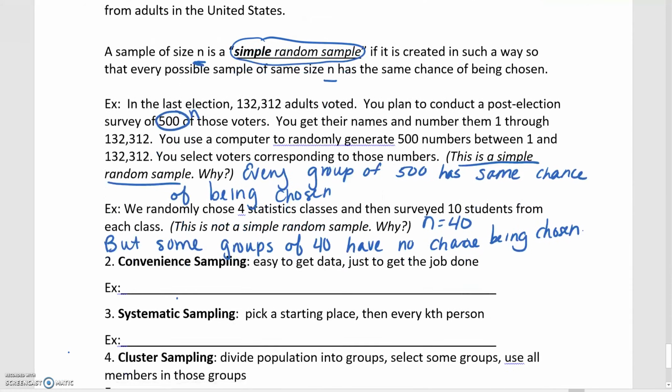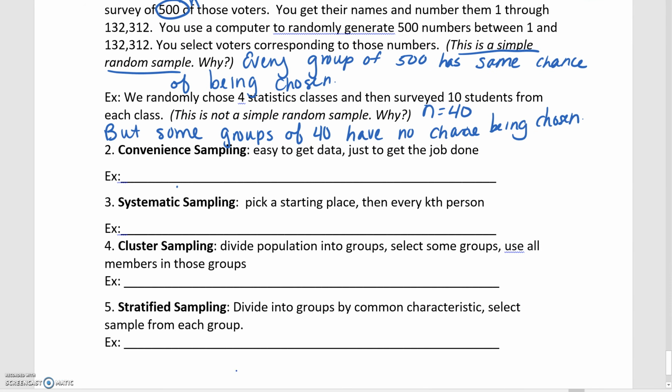So a random sample, whether it's random or simple random, is one way that we can talk about collecting data. Here are some other ways. This next one is not random at all. It would just be convenience sampling. So this isn't really mathematical. It's just something that's easy.